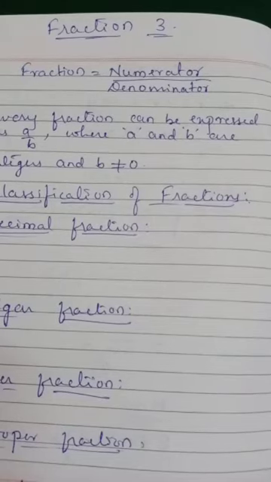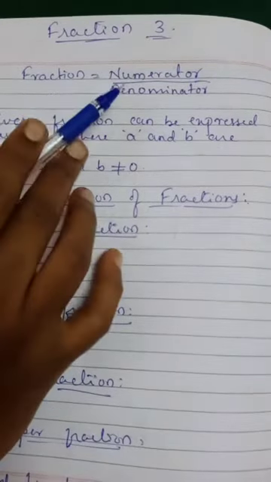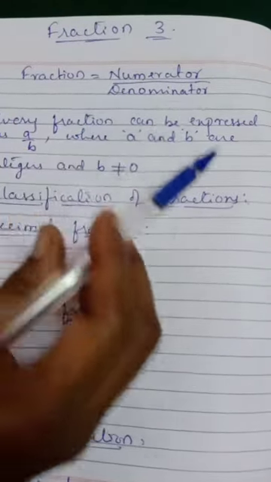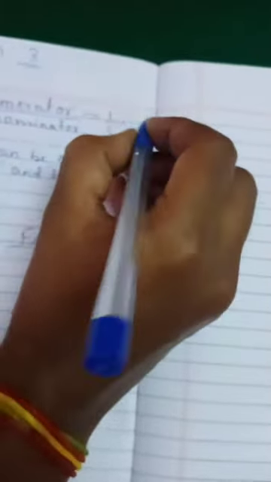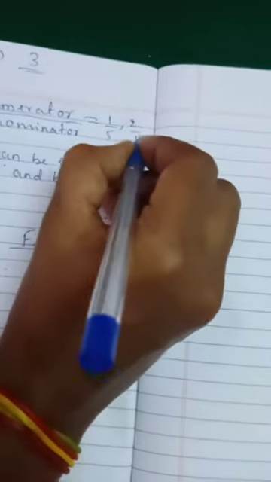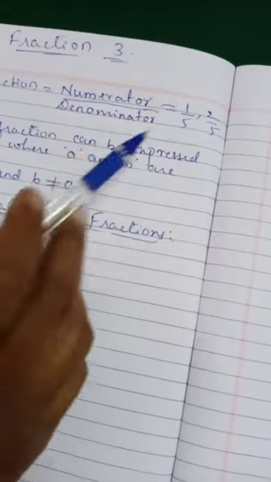Okay, children, we'll move on to the next chapter, that is chapter 3, fraction. So what is fraction? You all know that fraction is nothing but a numerator by denominator. So for example, I'll take 1 by 5 or 2 by 5. So every fraction can be expressed as a by b.